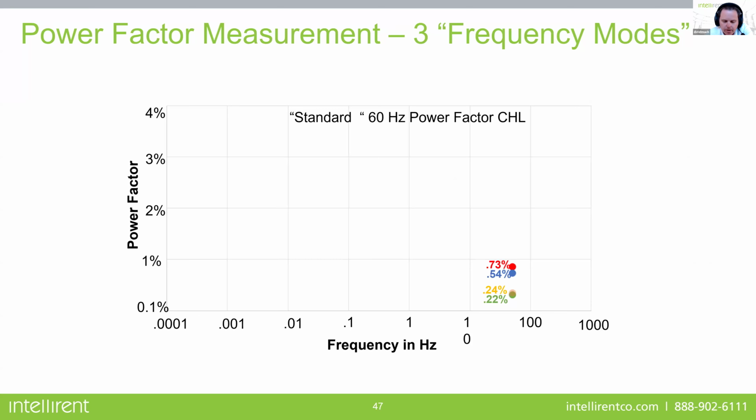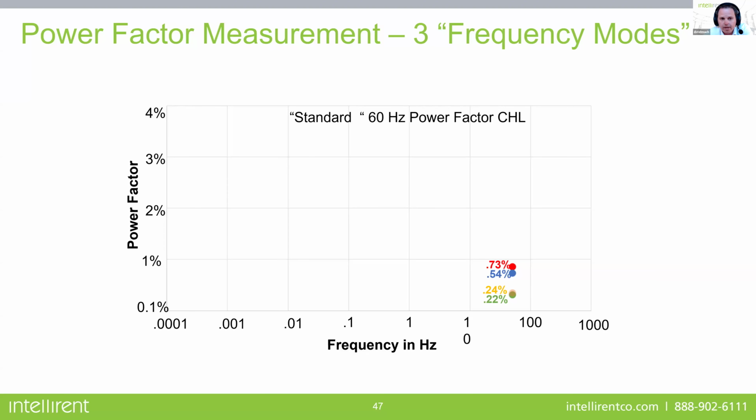This is an example I want to share with everybody of the different modes of power factor. This is mode one, your standard 60 hertz power factor. These are four test results for CHL: red at 0.73, blue at 0.54, yellow 0.24, green at 0.22.